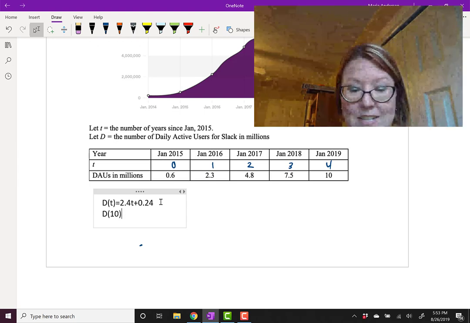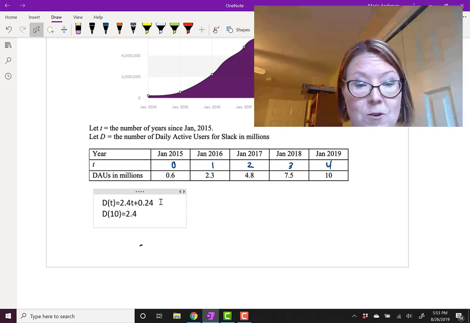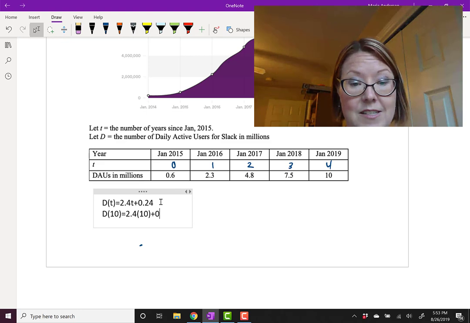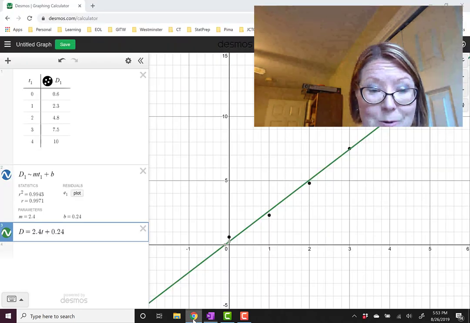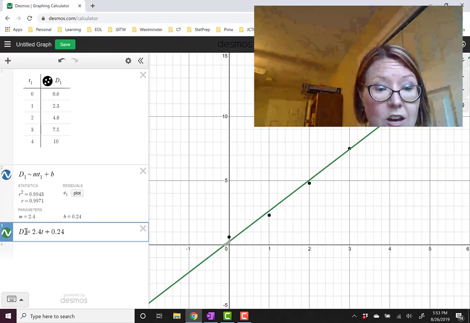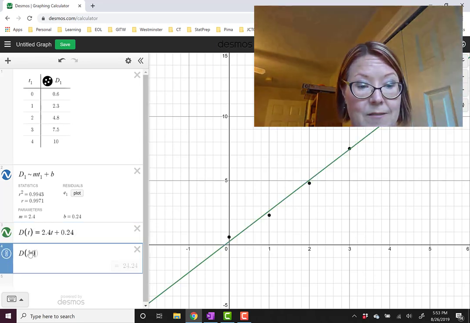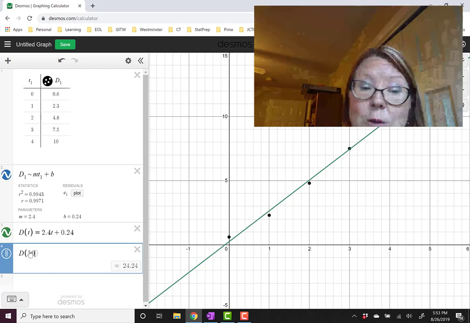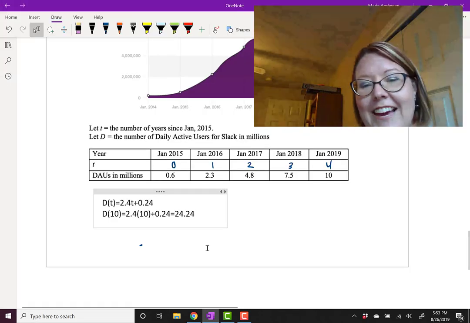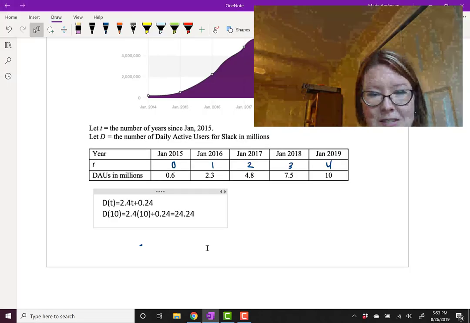Now you can do that two ways. You can plug in 10, so 2.4 times 10 plus 0.24. Or we could run over to Desmos and just ask it, write D of T so that it's in function notation, and then write D of 10. And that'll give us a value of 24.24. And you should get that, whether you calculated it by hand or use Desmos to do it.